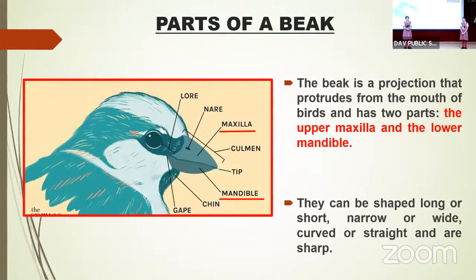Next slide is about the various parts of a beak. So what is a beak? The beak is a projection that protrudes from the mouth of all the birds and has two main parts, the lower mandible and the upper maxilla. They can be shaped long or short, narrow or wide, curved or straight, and are sharp. This is the picture which clearly explains the various parts of a beak.